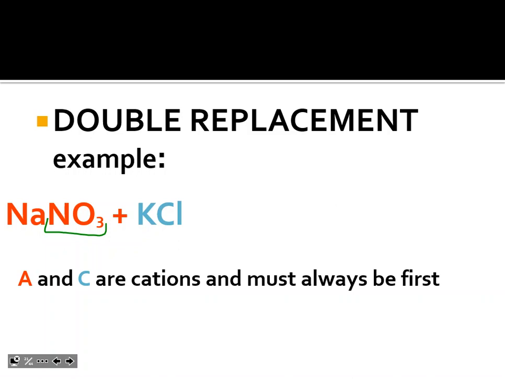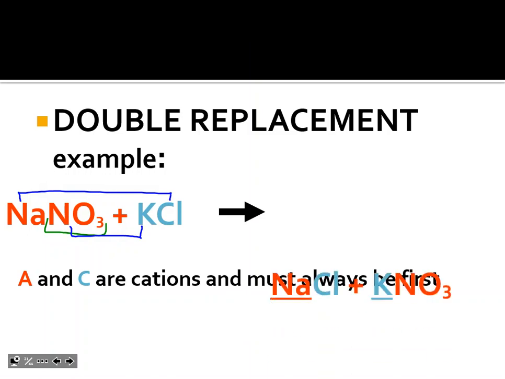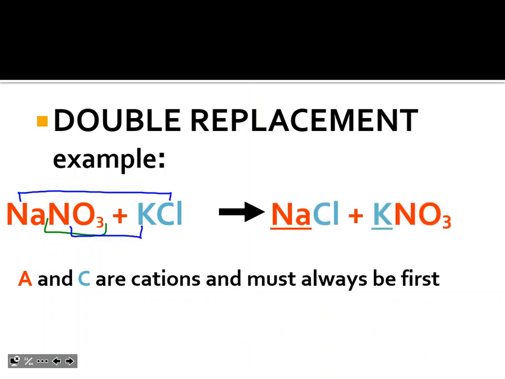But nitrate's -1, okay? So in this particular case, the sodium is going to combine with the chlorine. The potassium is going to combine with the nitrate, for them to switch places. So you get sodium chloride and potassium nitrate. Yes, it is -1. Exactly right.